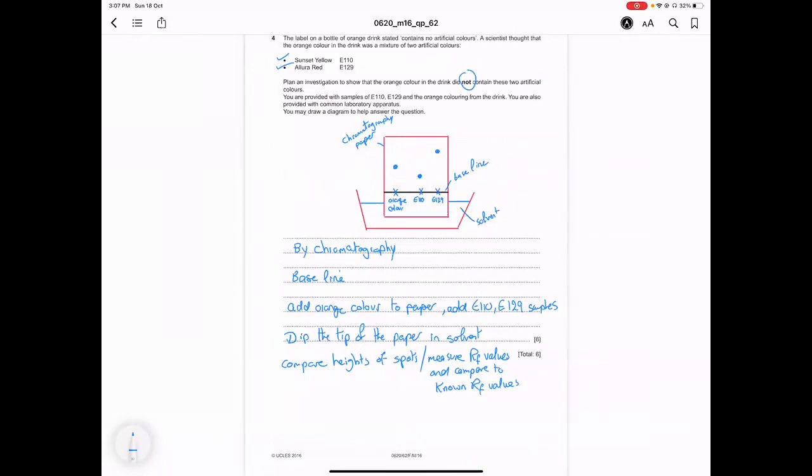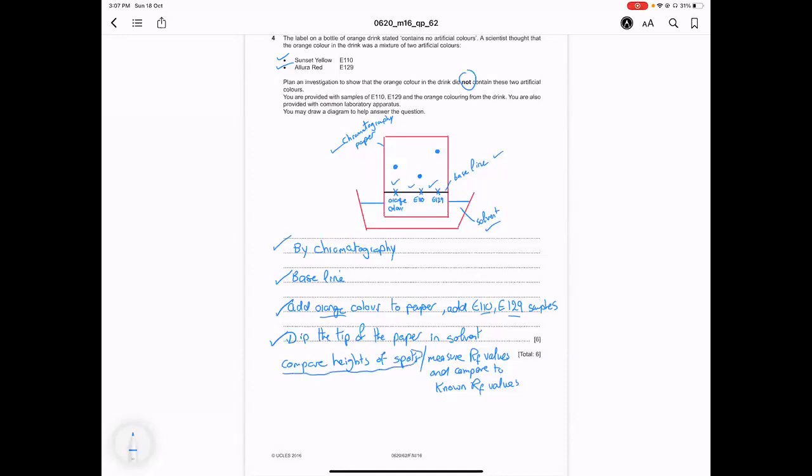You can get many marks from the drawing. Writing chromatography takes a mark, the baseline takes a mark, the solvent takes a mark, and the samples like this takes a mark. Okay, so you can say by chromatography, draw the baseline, add the samples, the orange color and the E110 and E129, then dipping the tip of the paper in the solvent for some time. The final mark is very important.